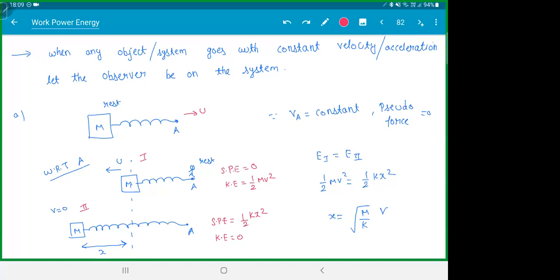Now, since I didn't mention anything, it is always in the ground frame. Understand that. If nothing is mentioned, it is always in the ground frame.